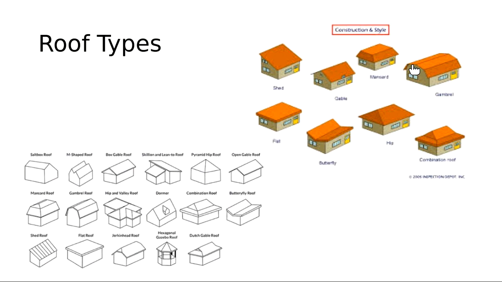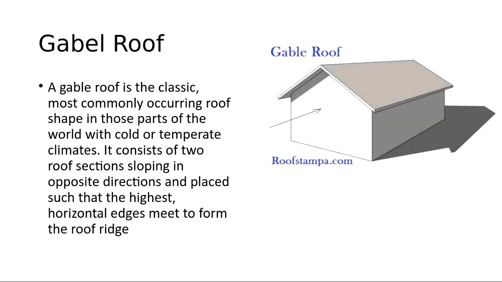A gambrel roof is like a barn roof, so it's faceted into four sections. A combination roof, this one is a hip with a gable. And then here's a butterfly roof. This angles down. You don't see these in this climate because of heavy snow loads, but popular in California. And then here's other roof types too. There's lots of different combinations, but these are the main ones that you need to know, or you should know.